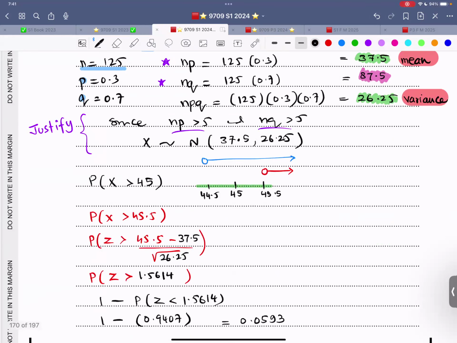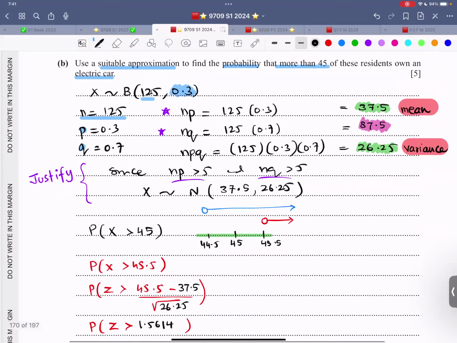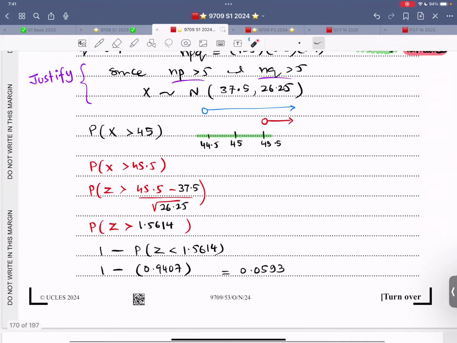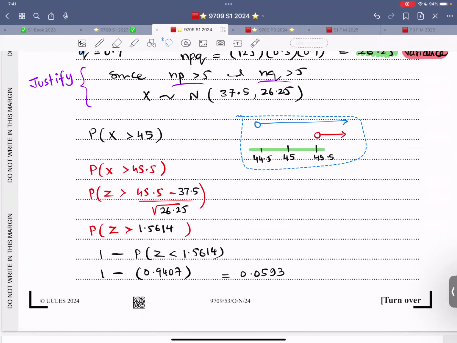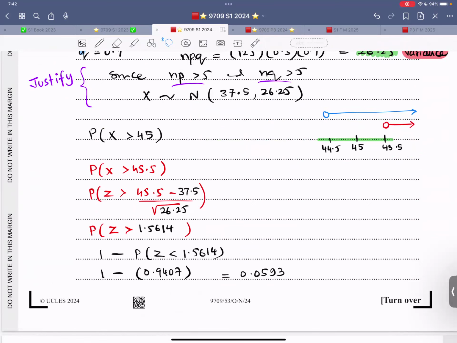The next thing. Now it's asking more than 45. Since this is normal approximation to binomial, you have to do something known as continuity correction. So that continuity correction is over here. This particular value cannot be used. You either choose from one of these. So greater than 45, which is the relevant one? 45 is not inclusive. Therefore, this is the relevant one. This is 45.5.